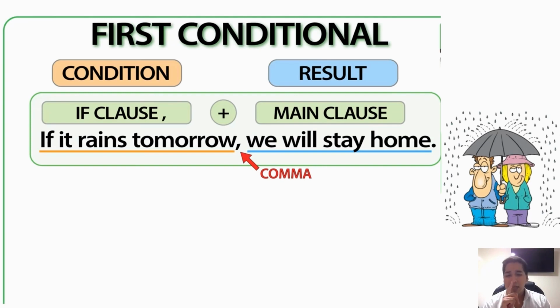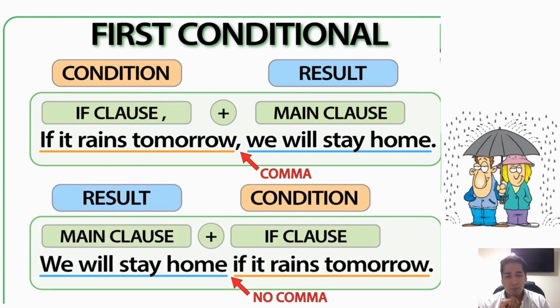What happens, guys, if I want to change the order? Let's say if I want to have first the result, and then I want to have a condition.